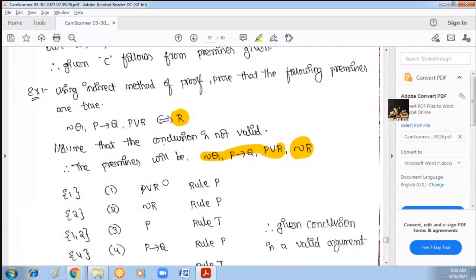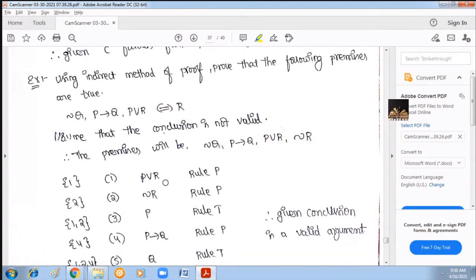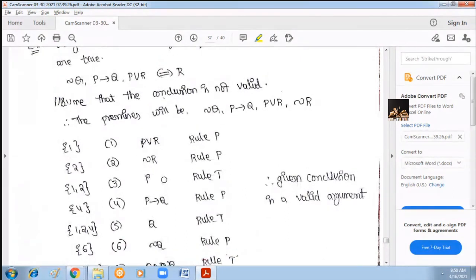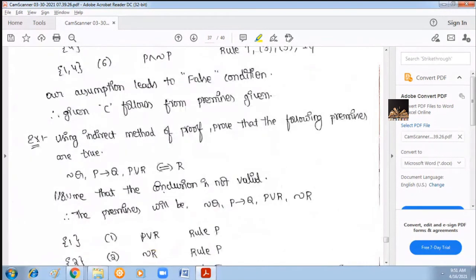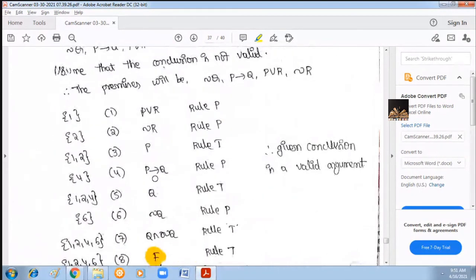So now you got 4 premises, right? Now you need to prove false as your answer. If you get false as your answer, then our assumption is wrong, right? So take one premise at a time. First take P or R. One premise I have taken, and in the second step, if I take negation R, then left over will be P, right? Now take P implies Q as one premise.